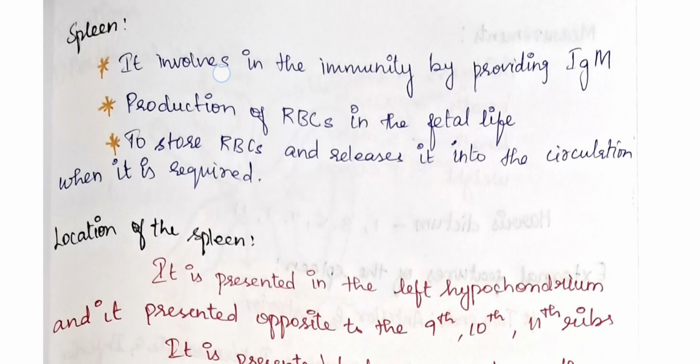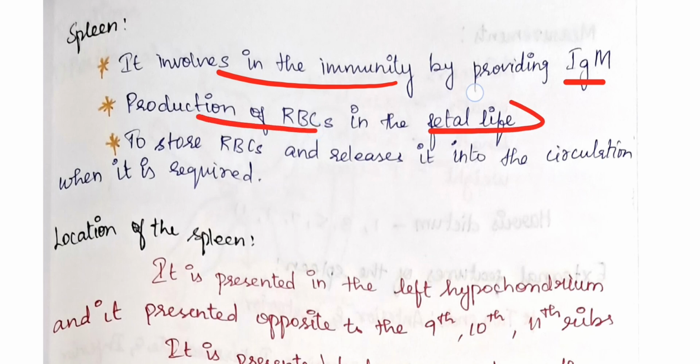The spleen is mainly involved in immunity by providing immunoglobulin M, and it is also involved in the production of RBC in fetal life. In adult life, the spleen acts as a graveyard of RBC, where the destruction of RBC takes place. It is also involved in the storage of RBC, which is released into the circulation when it is required.